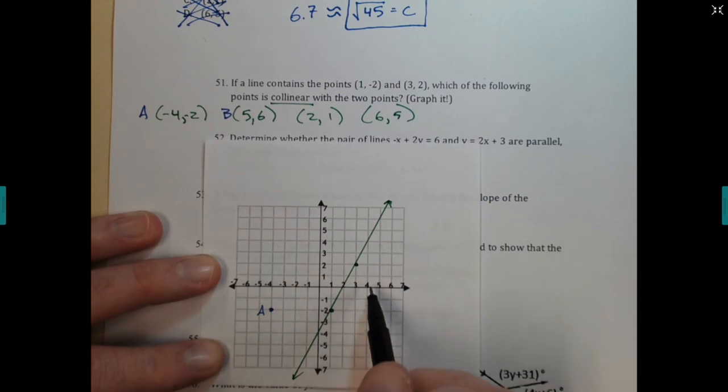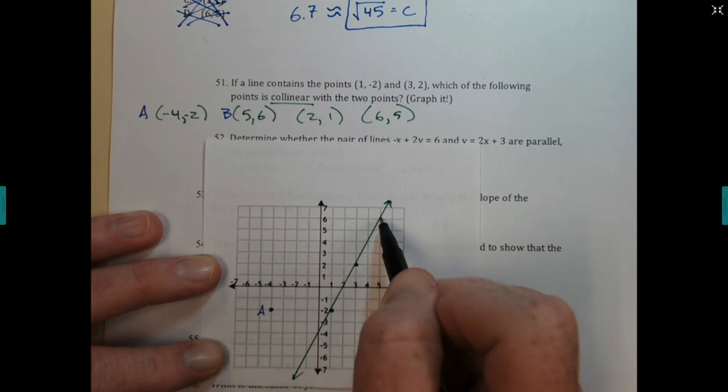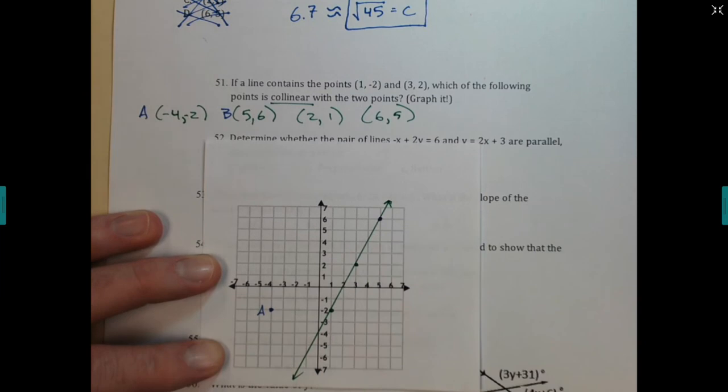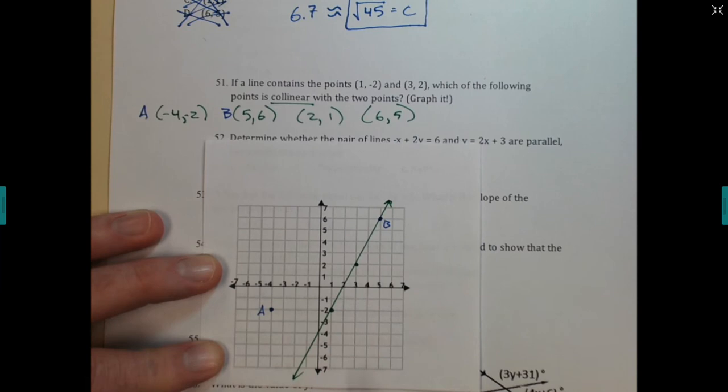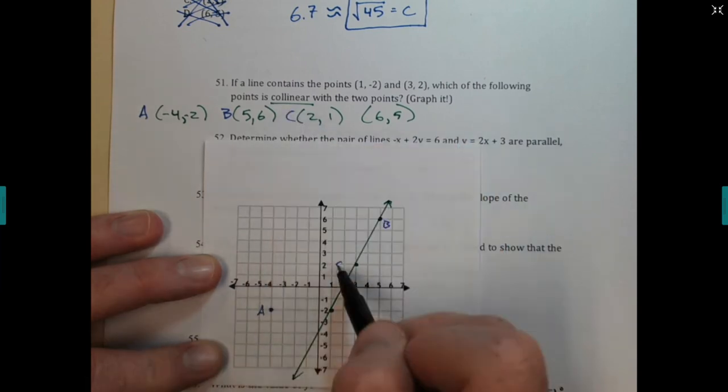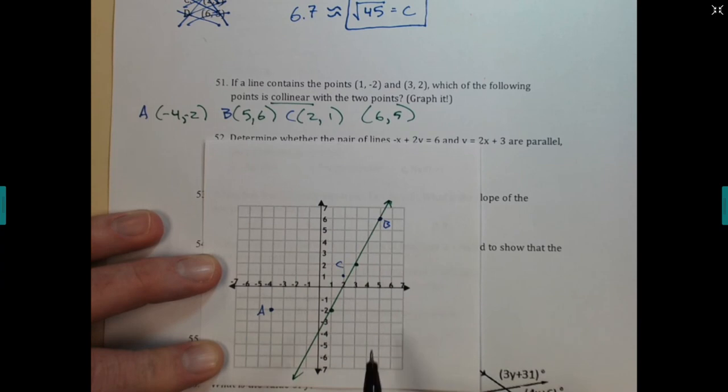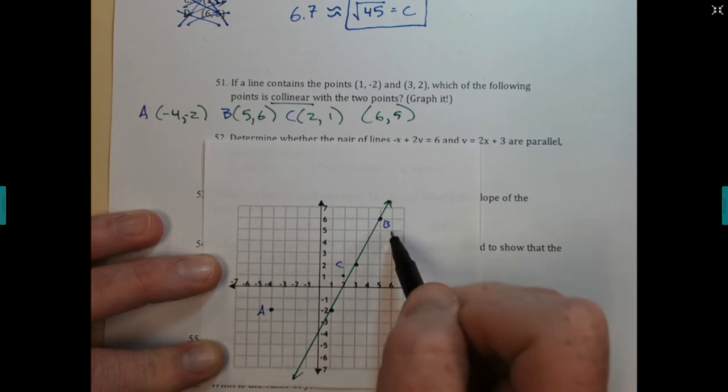Point B, 5. 1, 2, 3, 4, 5. Ooh. Point B. We have 2, 1. Ooh, that's close. And then we have 6, 5.